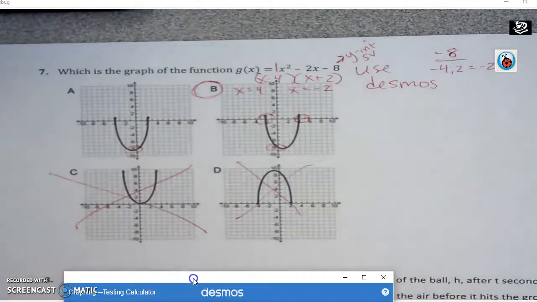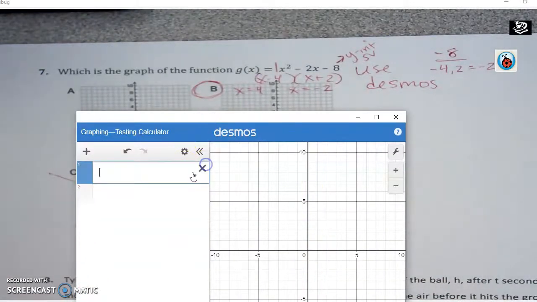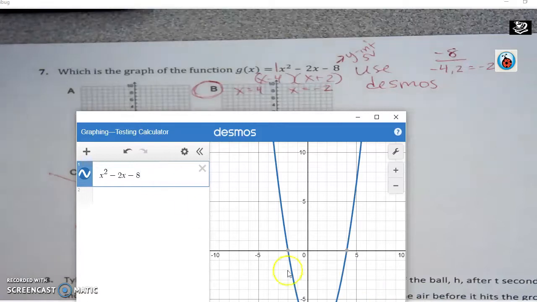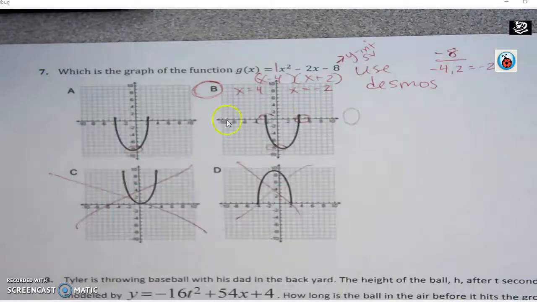You are also allowed to use Desmos. So let's type in x squared minus 2x minus 8. And you can click and see it crosses at negative 2 and positive 4, which matches what we got. So the answer is B.